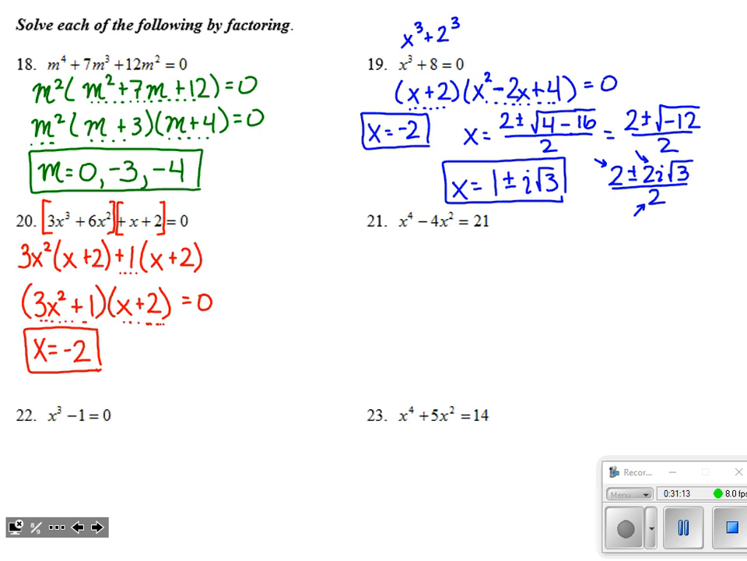However, this other factor, if I set that equal to 0, I would end up with 3x squared equals negative 1. Then I'd divide both sides by 3, and I take the square root of both sides. Since I took the square root of both sides, I need plus or minus square root of negative 1/3. It is an i term, so it's i root 1/3. This would be acceptable for full credit for me.